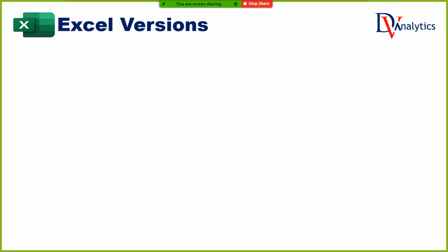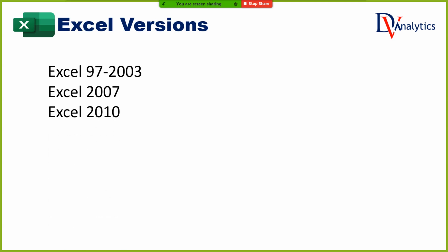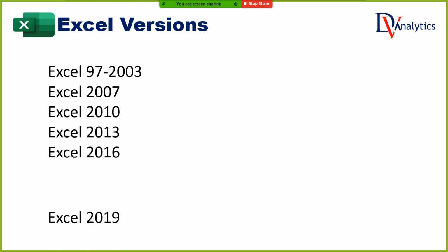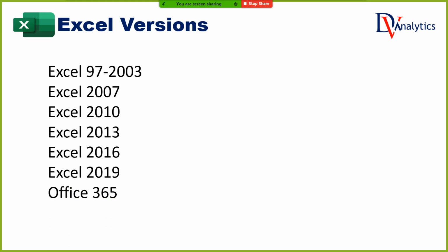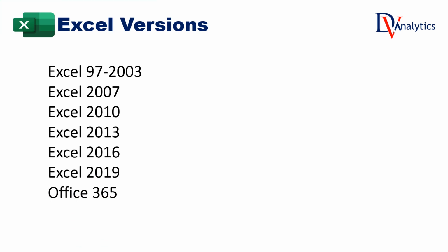Okay. Now the next step is, what are the Excel versions we have? So guys, we had the old version of Excel, which is 97-2003. Then Excel 2007 came in. Then Excel 2010. We got Excel 2013 and Excel 2016. We got Excel 2019. Now with Excel 2019, we have a current version, Office 365. So Office 2019 and Office 365 are the latest versions running in the market. But there are some companies who are using older versions.